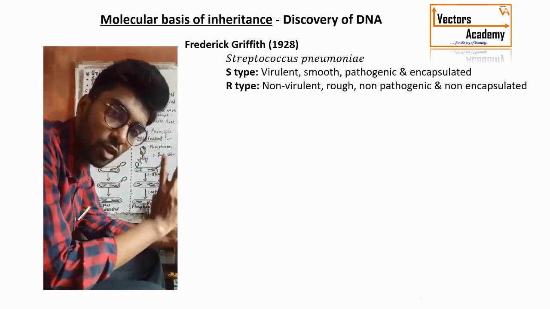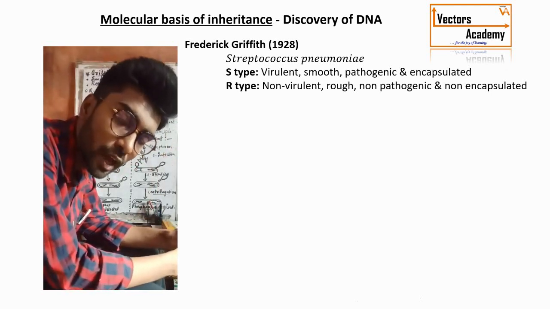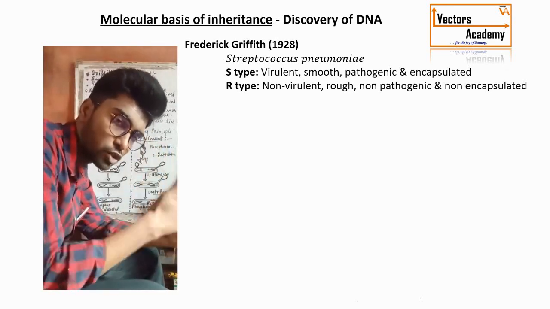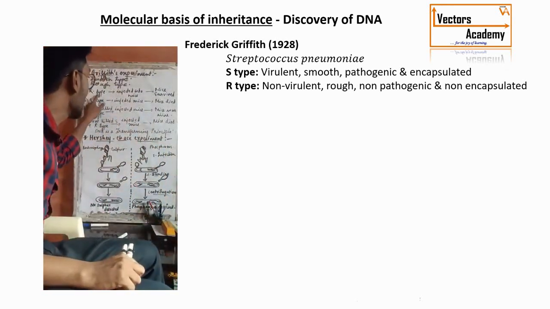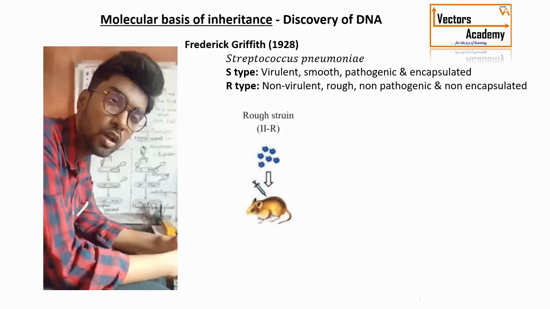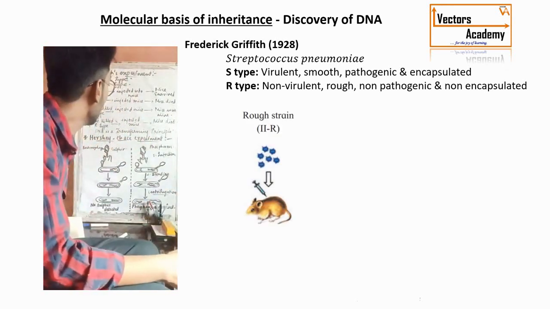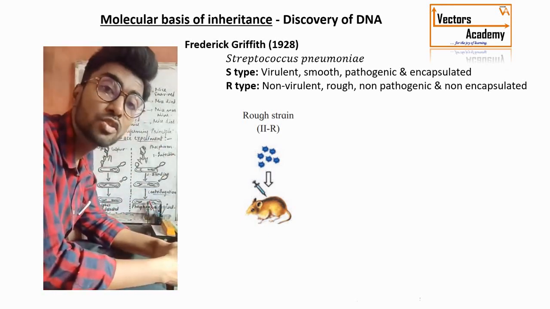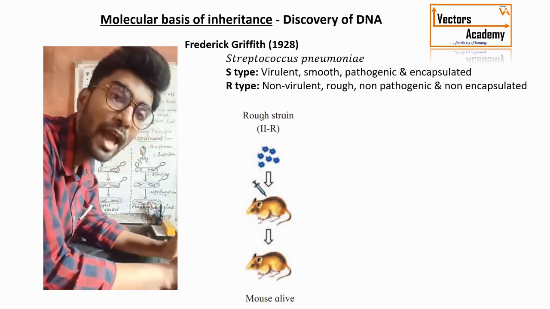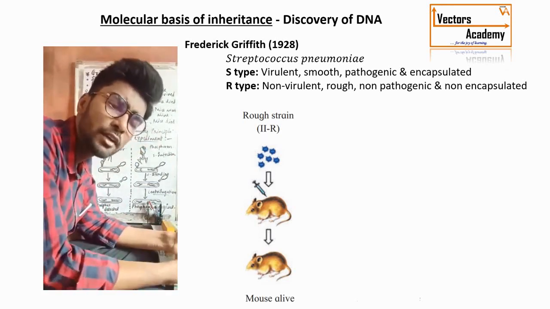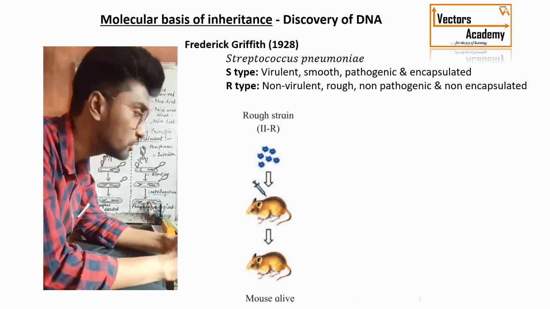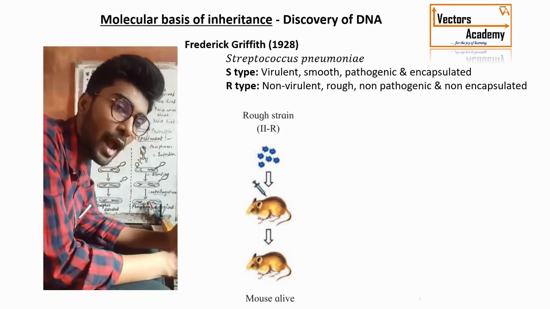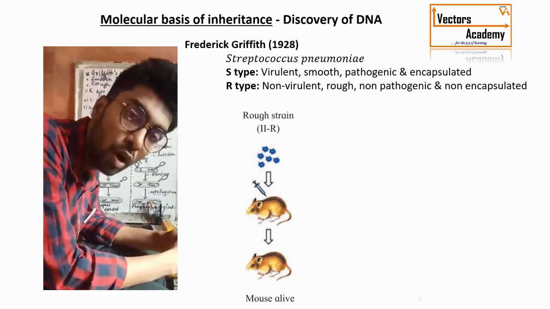Now, these two strains of bacteria, S type and R type, he used for the experiment. The first observation: when R type of bacteria was injected into the mice, the mice did not develop pneumonia and survived. Why did the mice survive when R type bacteria was injected? Because R type is non-virulent and non-pathogenic, and that's why the mice was alive and survived.